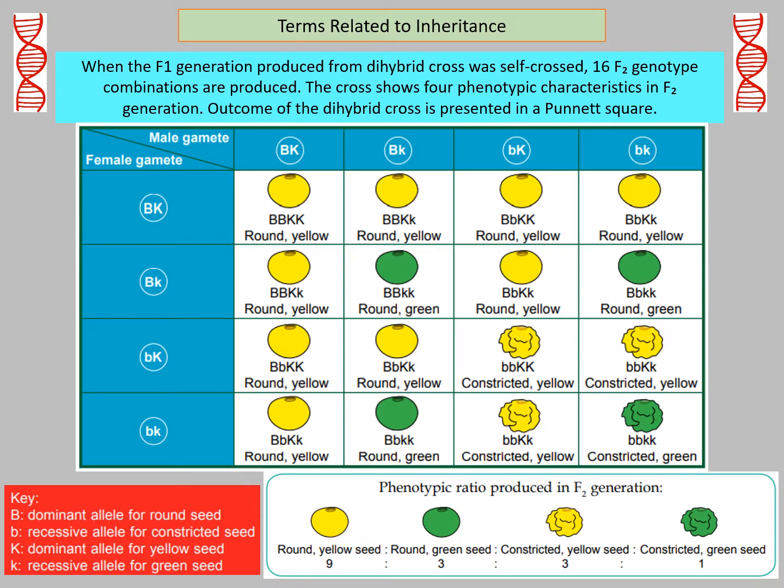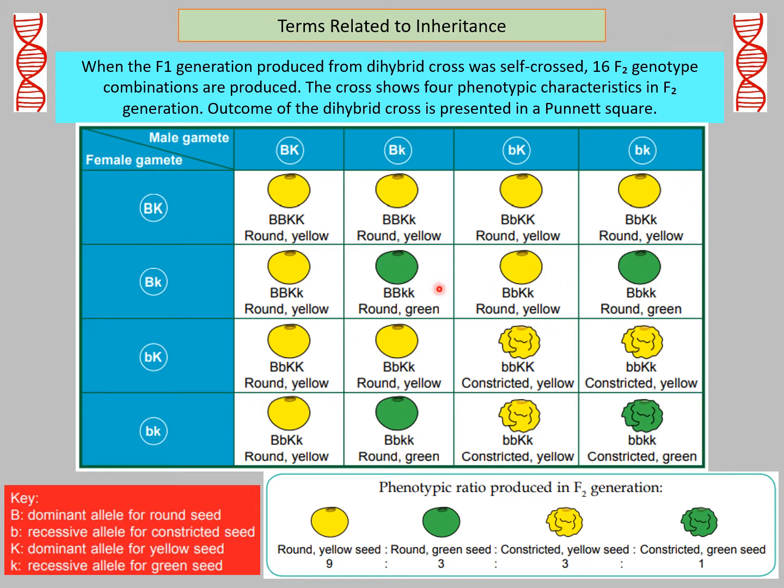When the filial 1 generation is self-crossed, 16 filial 2 genotype combinations are produced. Here are the 16 combinations of genotype produced, and 4 phenotypes of the filial 2 generation can be observed, which are round and yellow, round and green, constricted and yellow, and constricted and green. There are 9 (1, 2, 3, 4, 5, 6, 7, 8, 9) with dominant traits for round and yellow. Both are dominant traits.